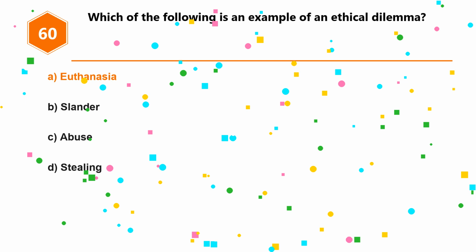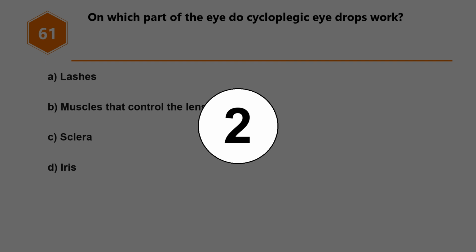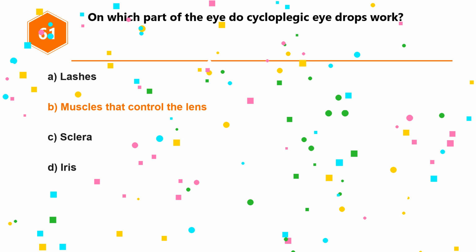Euthanasia. Question 61. On which part of the eye do cycloplegic eye drops work? Option A. Lashes. Option B. Muscles that control the lens. Option C. Sclera. Option D. Iris. The correct answer is option B. Muscles that control the lens.